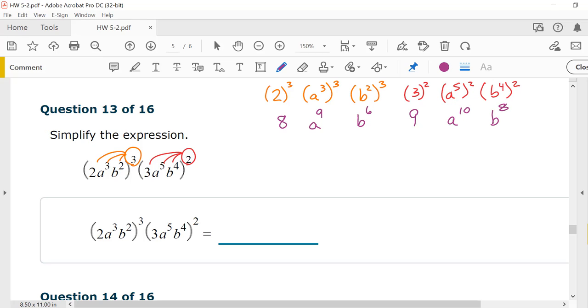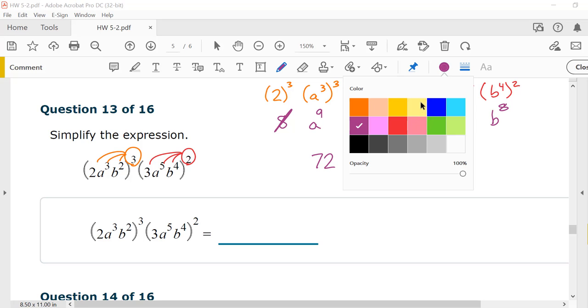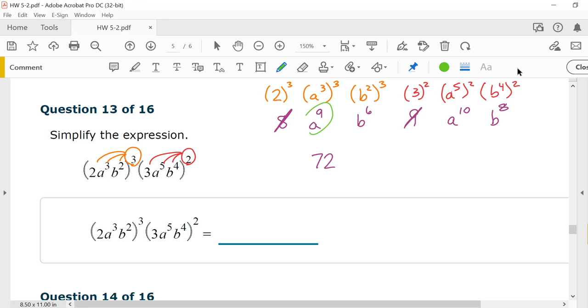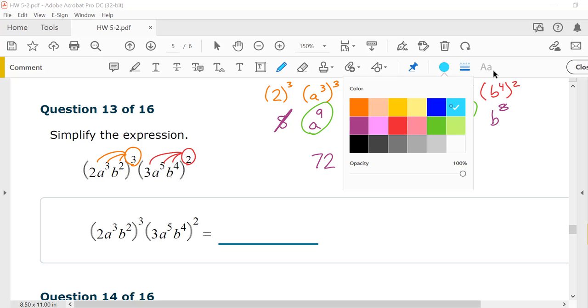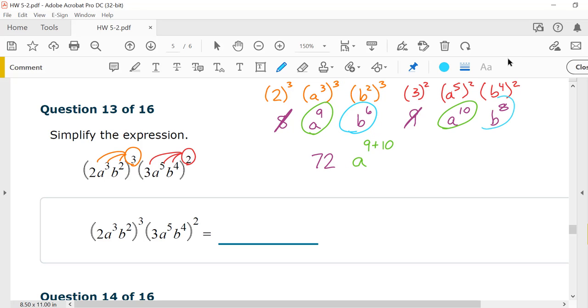All right. Now, what is 8 times 9? That's 72. Now for the a's, a to the 9th times a to the 10th is going to be a to the 9 plus 10. B to the 6th times b to the 8th is going to be b to the 6 plus 8. So your final answer will be 72, a to the 19th, b to the 14th.